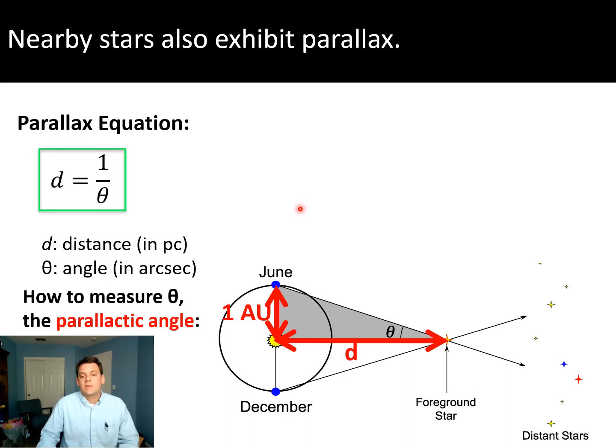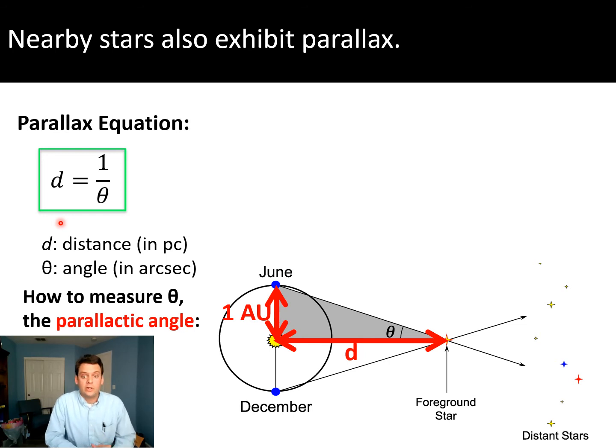The upshot is that the distance from the star to the sun, which is essentially the same as from the star to Earth, is related to this parallactic angle in a very simple way. The distance as measured in a unit called a parsec, which I'll say more about in a second, is equal to 1 divided by the parallactic angle as measured in arc seconds. An arc second turns out to be 1/60th of an arc minute, which is 1/60th of a degree. So 1 arc second is 1/3600th of a degree.